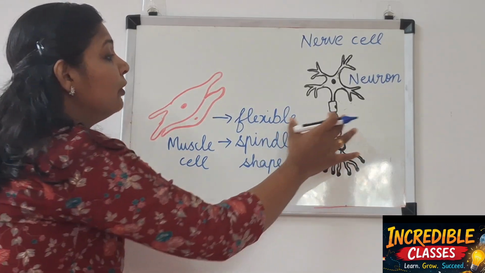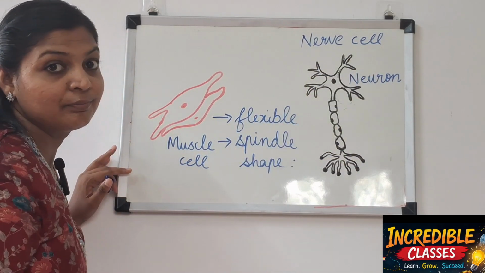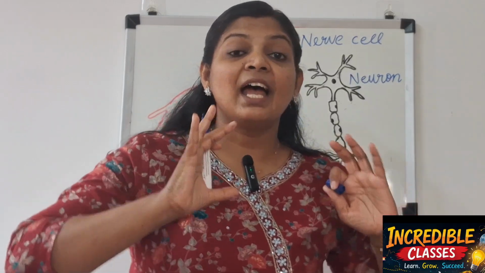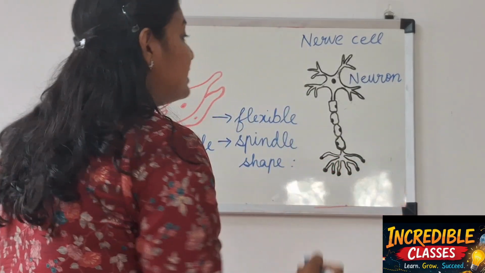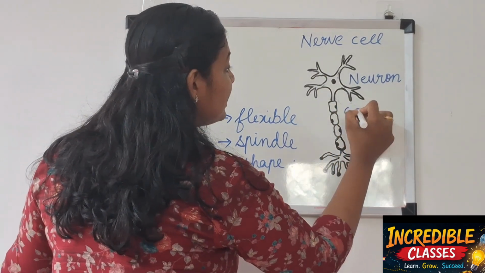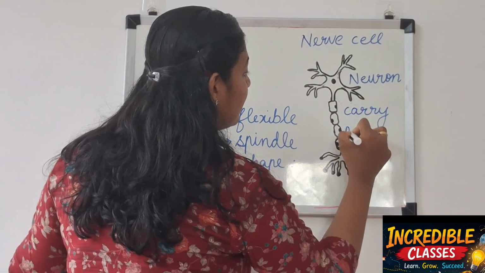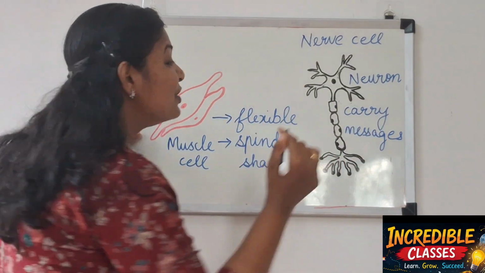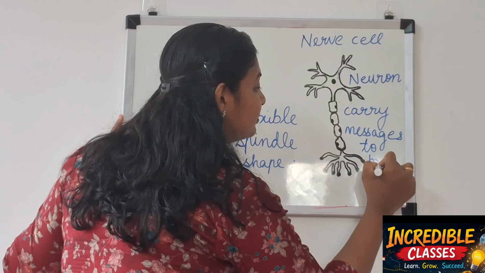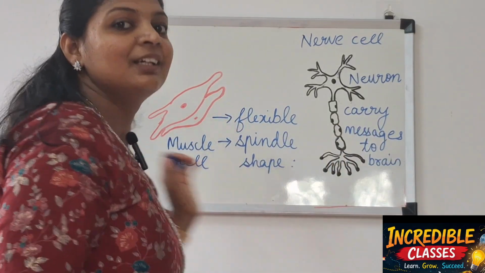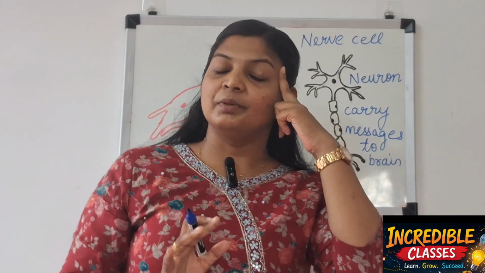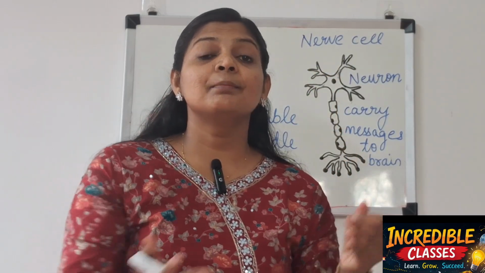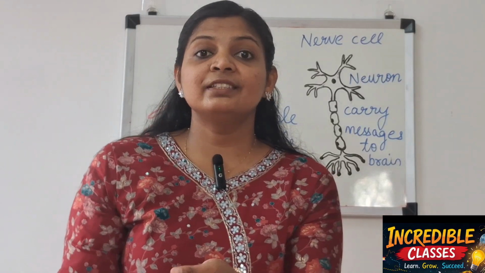Now if I talk about neurons, neurons are the cells whose function is to carry messages. To where? To the brain. Everything is controlled by our brain. Our brain has to feel things. And how does the brain feel? When somebody tells it that a painful event is taking place.